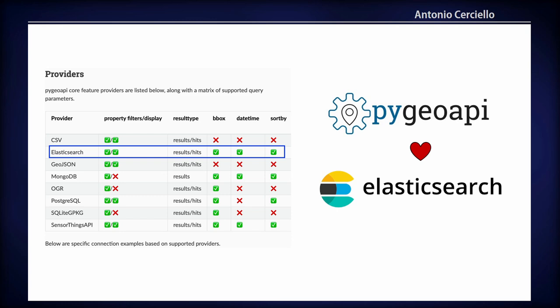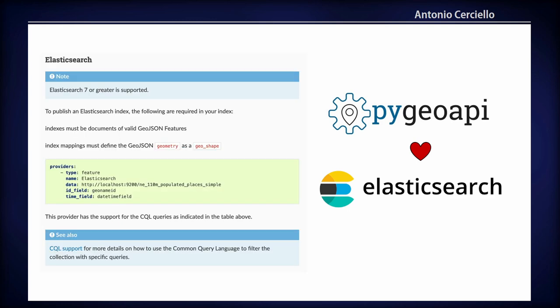I think there is no time to explain it, but Elasticsearch is basically a search engine that could be used, like in this case, as a sort of NoSQL storage for your data. So in the end, you will use Elasticsearch to store your GeoJSON data and let pygeoapi expose it according to this specification.